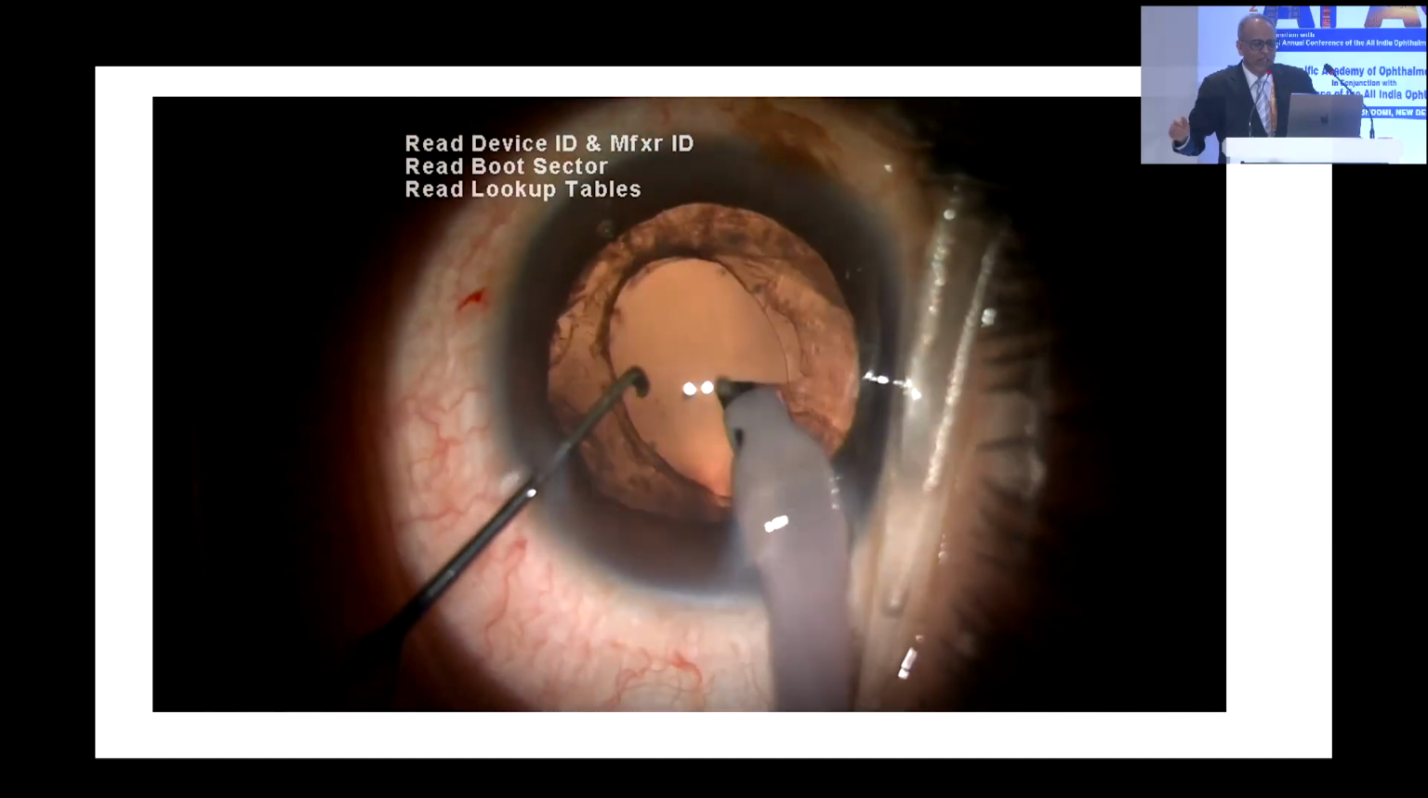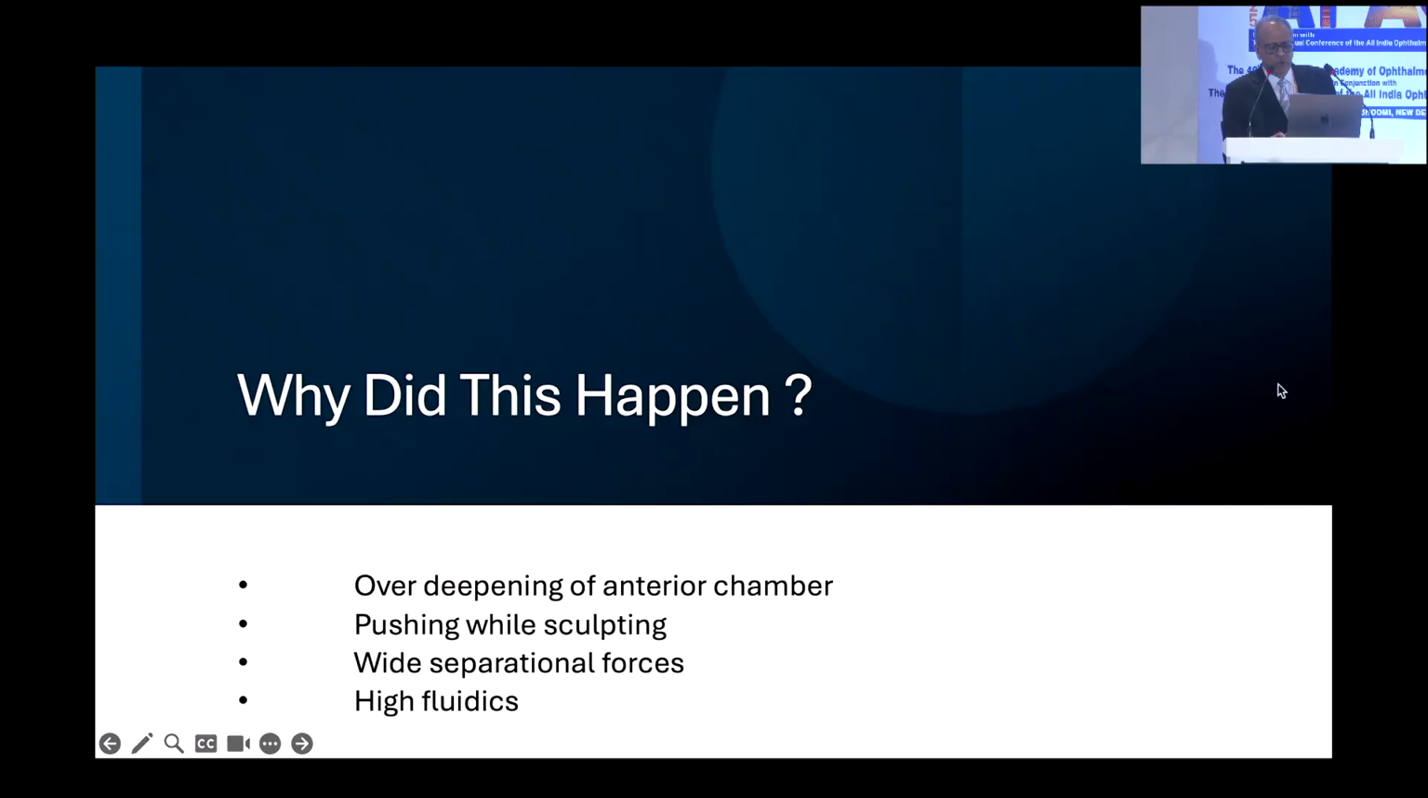So here, glued IOL and everything which Dr. Amar said would have been feasible, but I would like to show what you can do to avoid such a situation. So why did this happen? Because there was over deepening of the anterior chamber, there was pushing while sculpting, and there were wide separational forces. The high fluidics were the deterring factor, which created a situation in which everything went topsy-turvy.